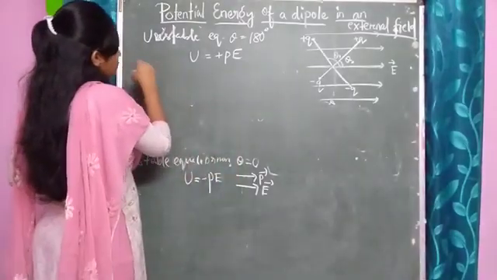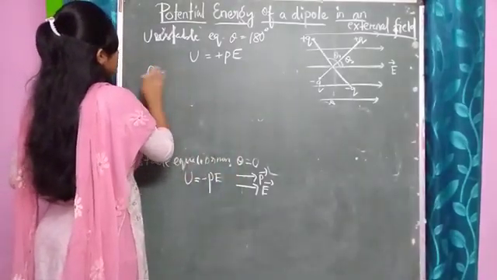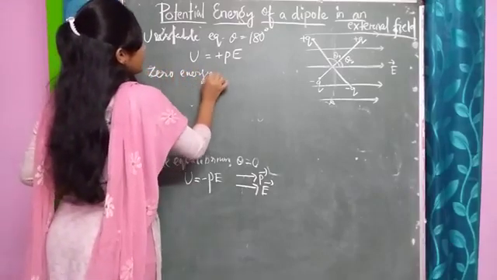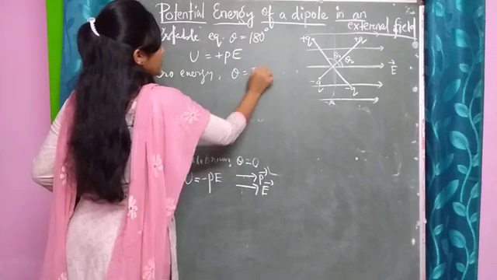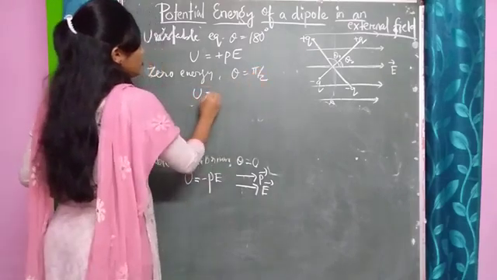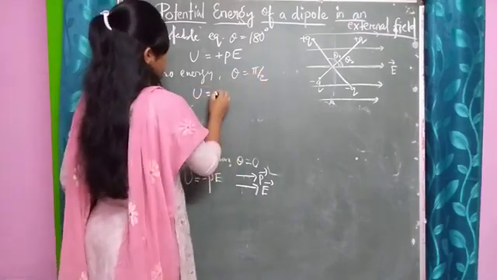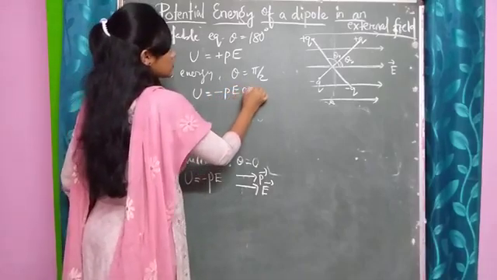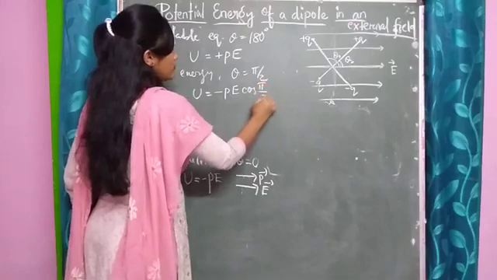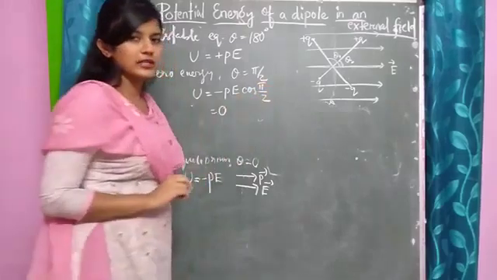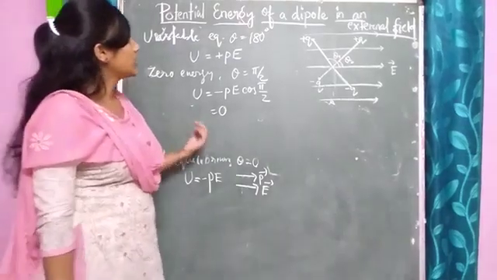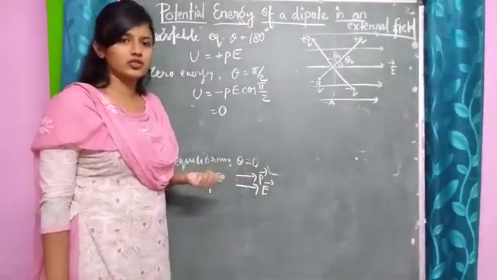Then another one is zero energy. Zero energy when theta is equal to pi by 2. So U will be equal to minus PE cos pi by 2, which is equal to 0. So this is regarding the potential energy of a dipole in an external field.